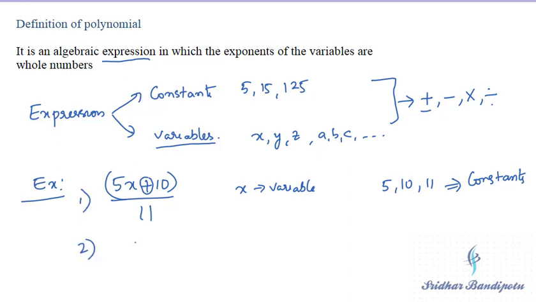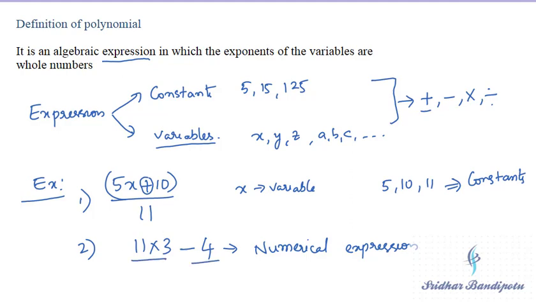Now let's take one more example. 11 into 3 minus 4. Now can we say it is an expression? Yes, this is also an expression. It is a combination of constants and variables, I said, right? But variable is not there here. Only constants are there, connected by the operations multiplication and subtraction. So this second example is also an expression, but this is called numerical expression, where variable is not involved.